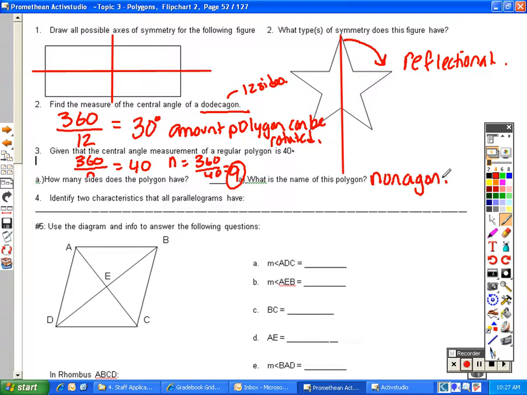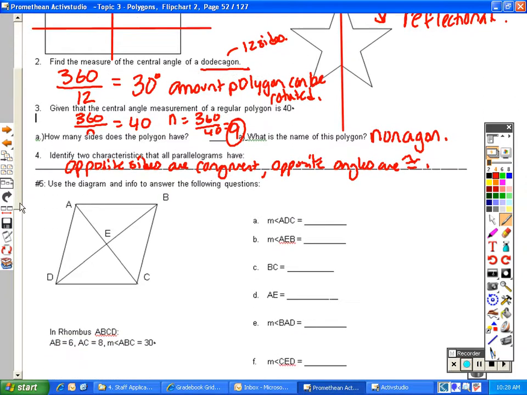All right, identify 2 characteristics that all parallelograms have. I would say that opposite sides are congruent and opposite angles are congruent. But there are lots of characteristics and you actually need to know all of them.